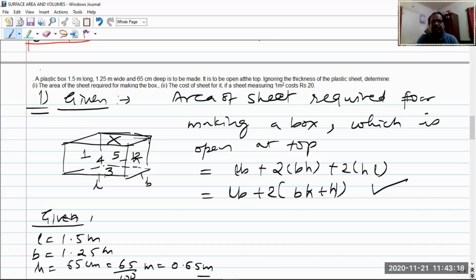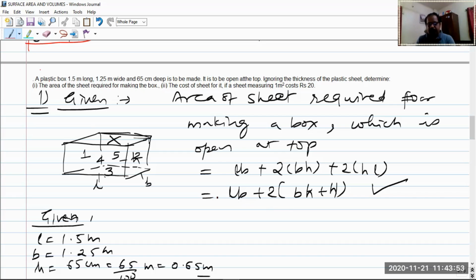So here you are given the area of sheet required for making a box which is open at the top. Here first we are trying to write the formula for the area of the sheet required for making the open box. In this case, as we have discussed earlier, the formula will be LB plus twice BH plus twice HL, or taking 2 common, LB plus twice (BH plus HL), right?